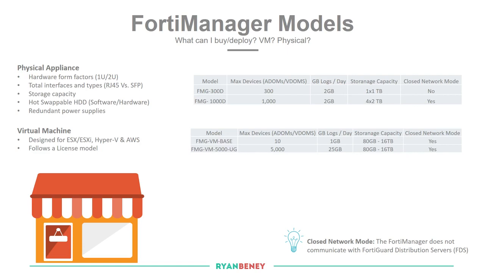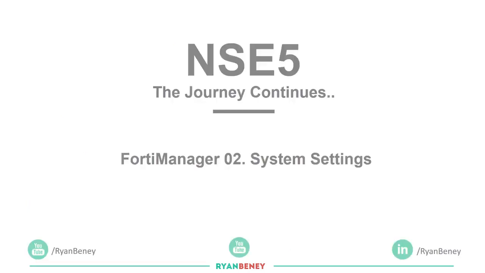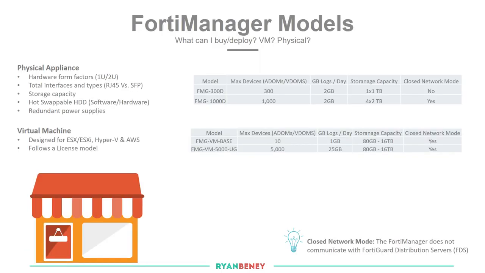The physical appliances, you've got to keep in mind form factor. Do you have 1U, 2U? What interfaces do you require? Is it fiber uplinks? Is it RJ45 copper? What storage capacity? Do you need RAID? Are you going to have remote storage? What about hot swappable? Is it going to be hardware or software? Software hot swappable can't be swapped out while the system's running. Hardware can. Is that important for you?